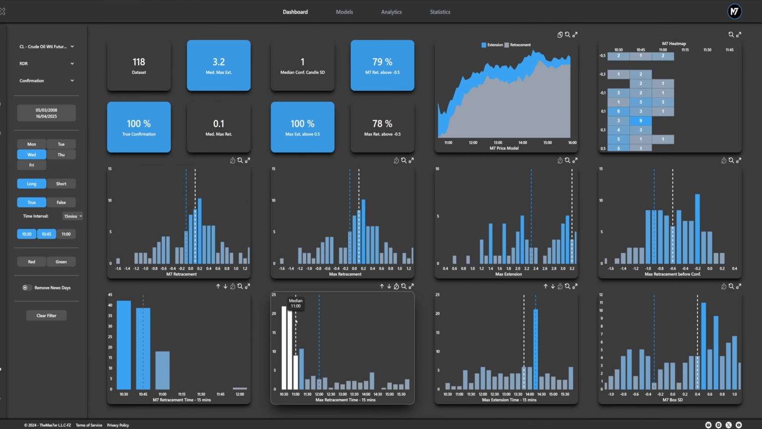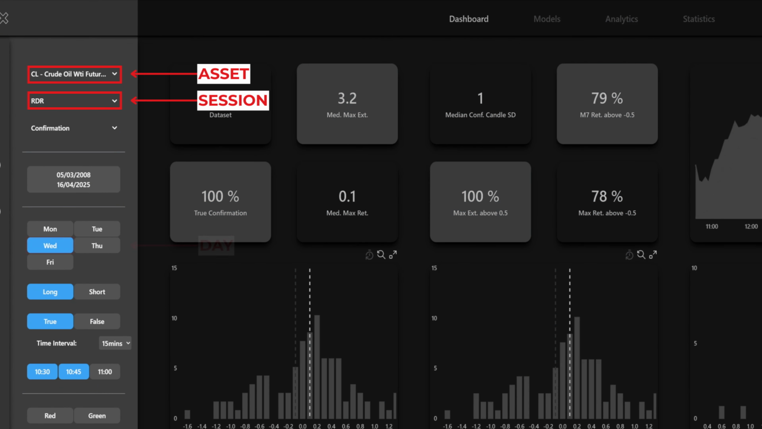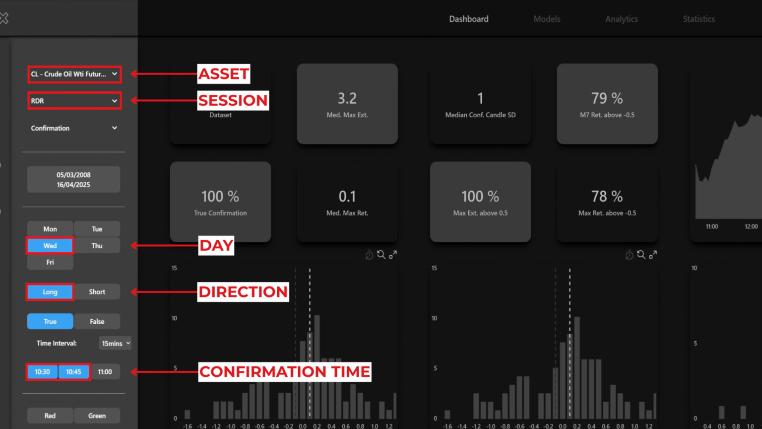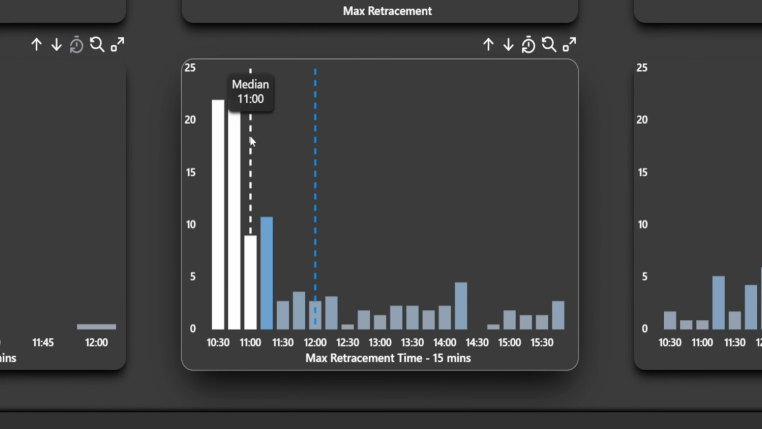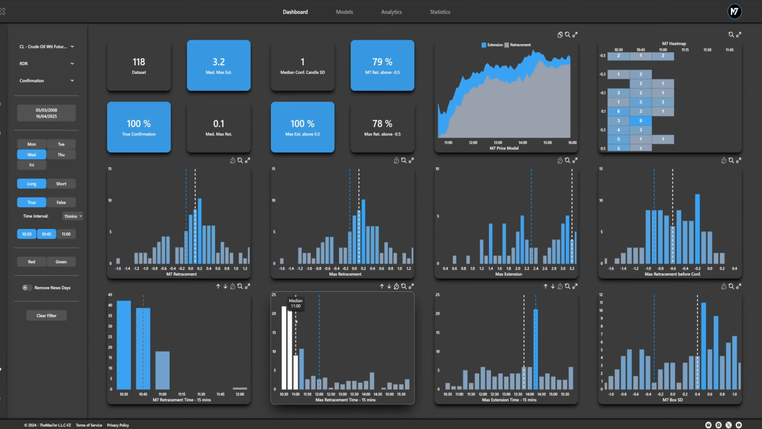To visualize it even more, let's have a look at historical data, filtering for the Wednesday's regular DR session example. We are looking at Wednesday's regular DR session data when a long confirmation happens between 10:30 and 11 a.m. For time and price trading, we will only focus on the time where historically 50% of retracements happened, which is from 10:30 to 11 a.m.